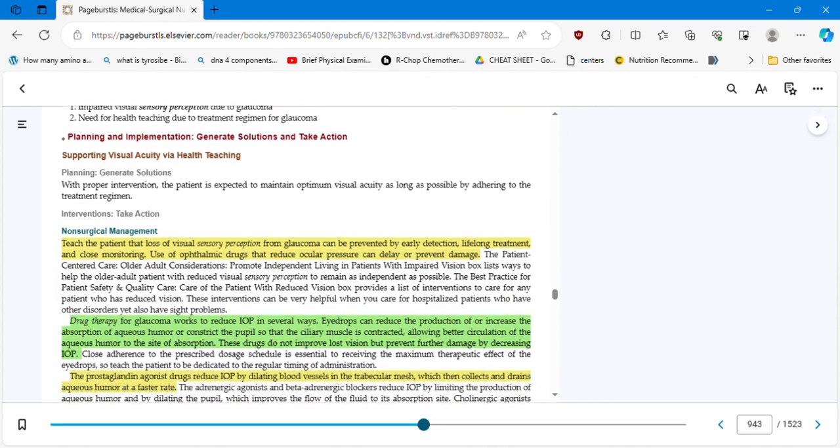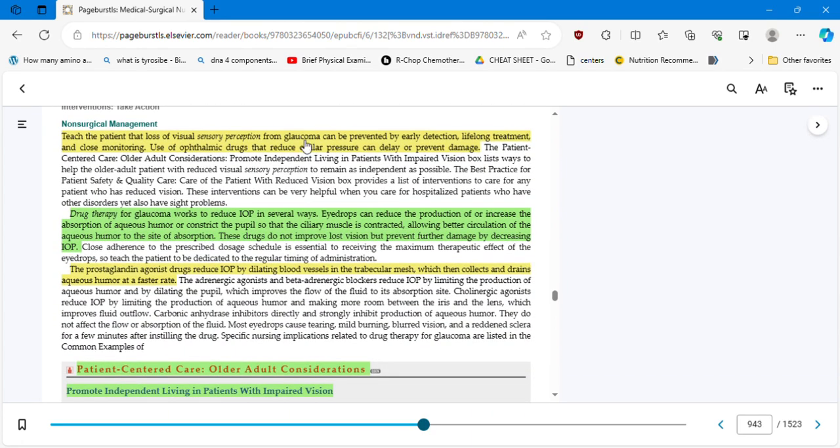Okay, non-surgical management. Teach the patient that loss of visual sensory perception from glaucoma can be prevented by early detection, lifelong treatment, and close monitoring. Use of ophthalmic drugs that reduce ocular pressure can delay or prevent damage.